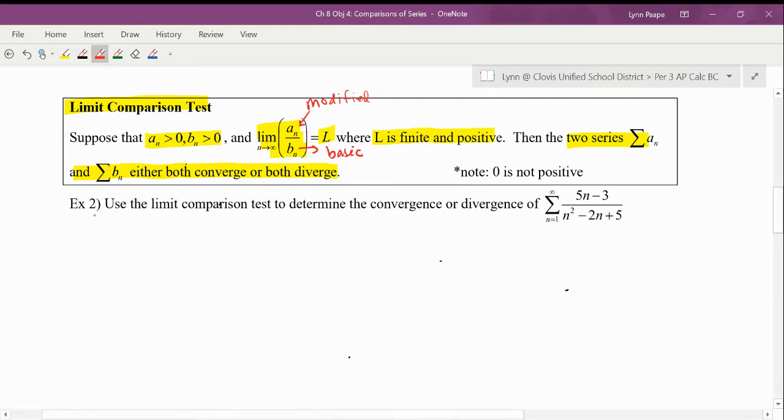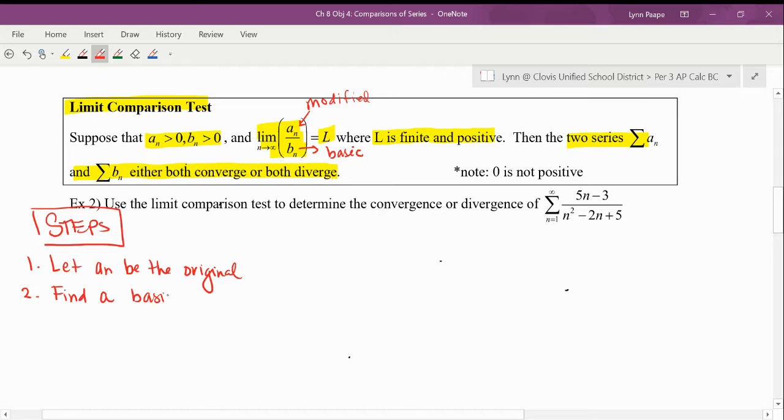All right, so let's go through our steps. So our steps start out the same. The first thing is we are going to identify what our an is. So I'm going to always let an be the original. And then I'm going to find a basic series to let bn be that basic series.